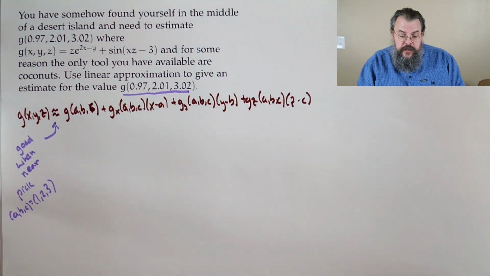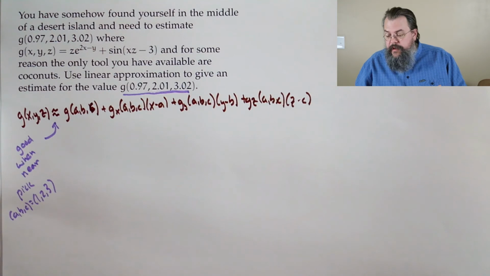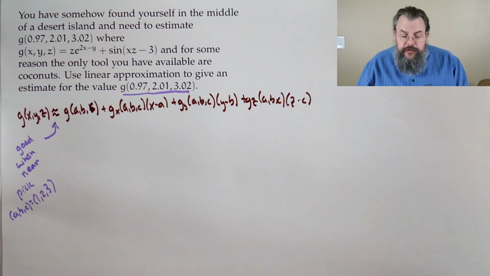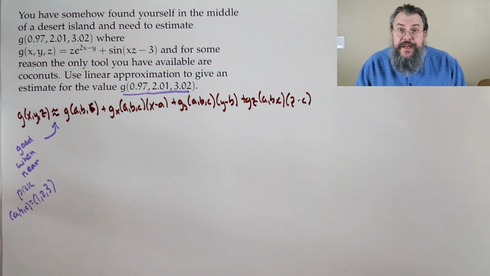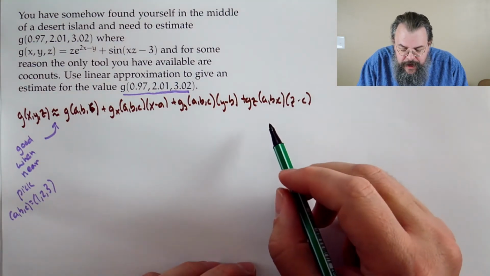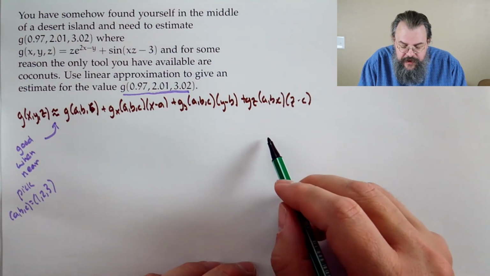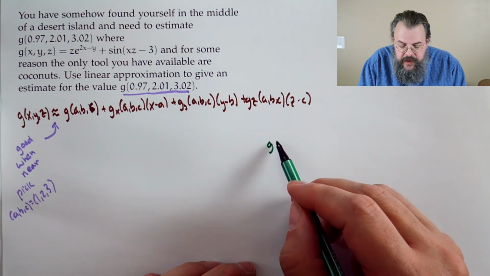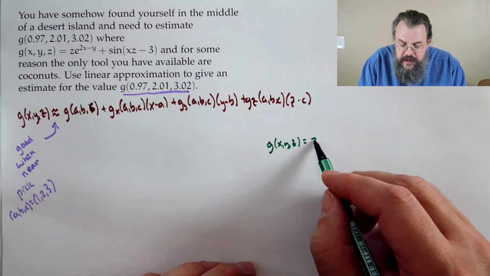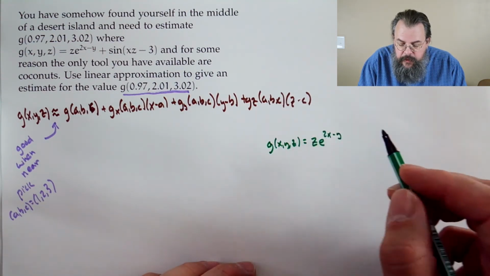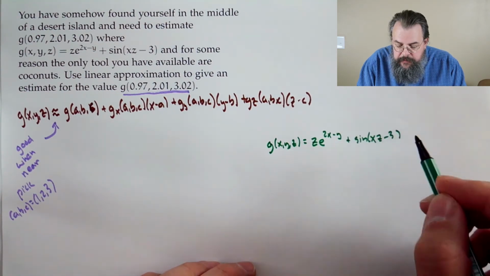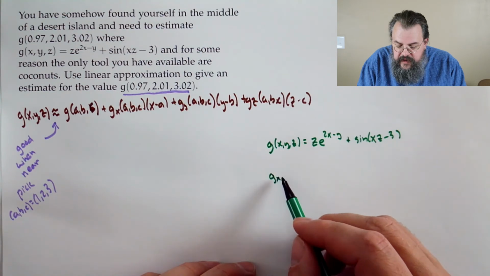All right, other than taking a bunch of derivatives and evaluation, everything else is going to proceed more or less as we've done before. And it's just a matter of being patient. That's one of our strengths, right? We're patient people. It's why we became mathematicians. All right, g of x, y, z equals z e to the power 2x minus y plus sine of xz minus 3.